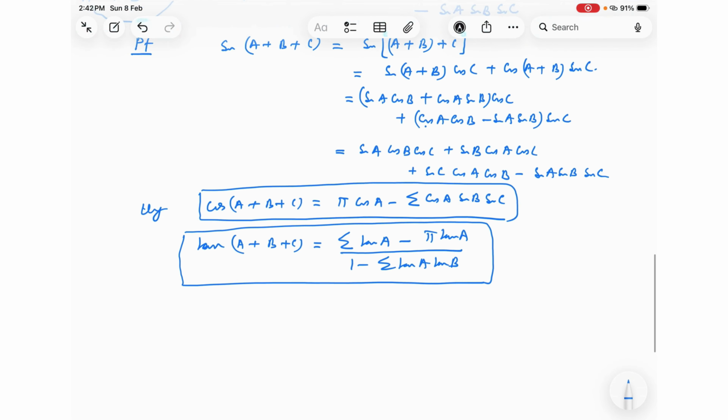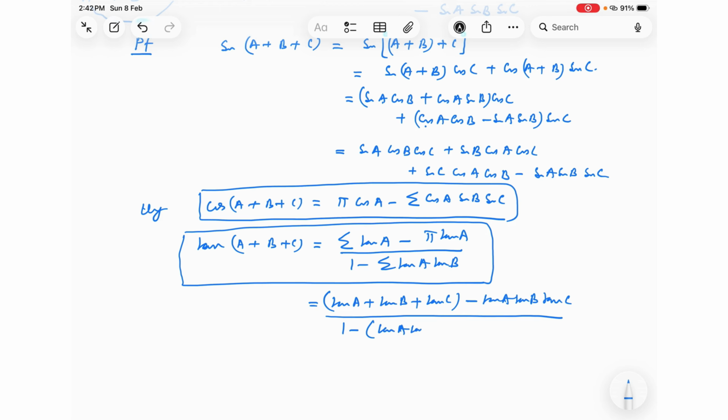Now sigma tan A means tan A plus tan B plus tan C. Pi tan A means tan A, tan B, tan C, divided by 1 minus sigma tan A tan B, which means tan A tan B plus tan B tan C plus tan C tan A. This is the tan of A plus B plus C formula.